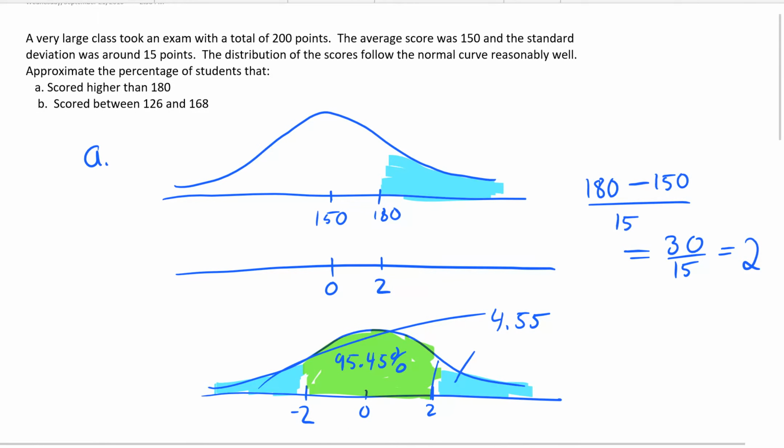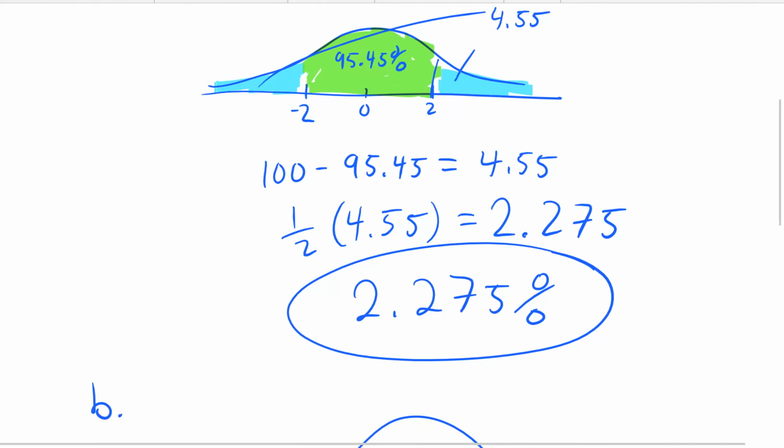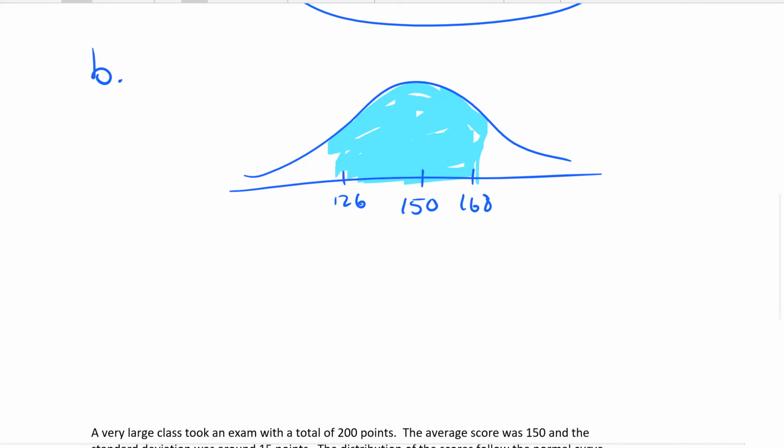Now let's look at part B. Scored between 126 and 168. And we want to indicate where the average is. It's in the middle. It's 126 to 168. Shade in the area we are looking for. And then we want to convert to standard units. 150 converts to 0.